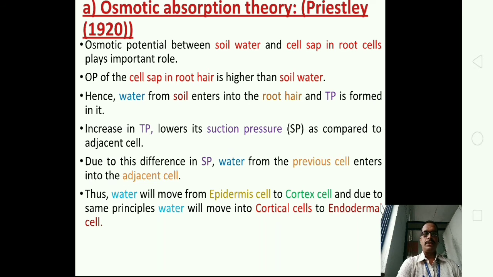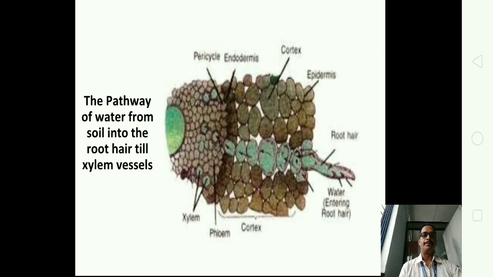This increase in turgor pressure lowers the suction pressure as compared to the adjacent cells. Due to this difference in the suction pressure, water from the previous cells enters into the adjacent cells. So, this water will move from the epidermal cell to the cortex cells, and due to the same principle, water will move from the cortical cell to the endodermal cell.